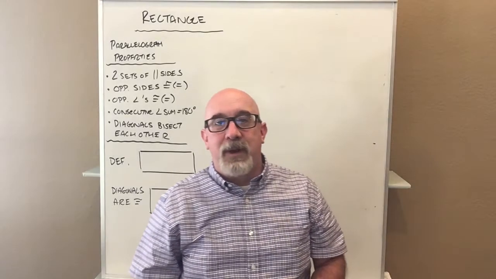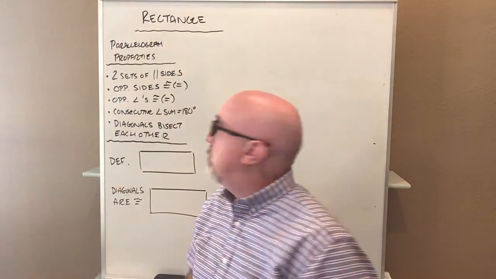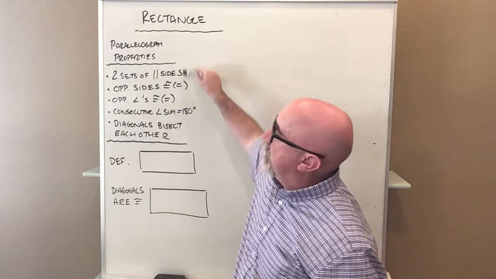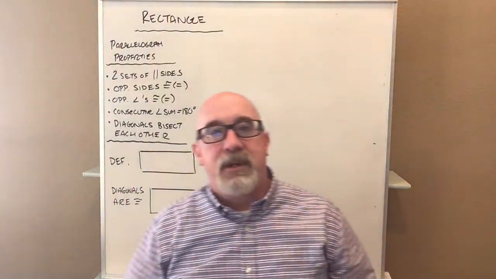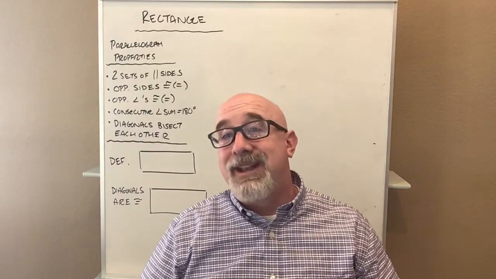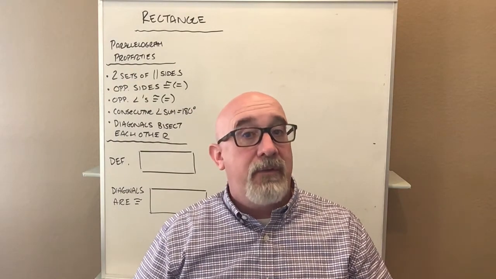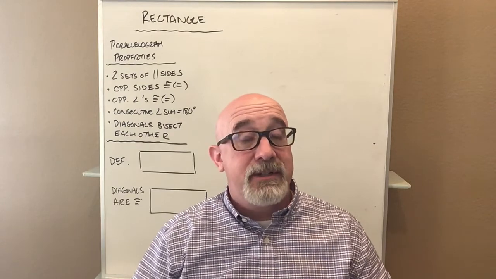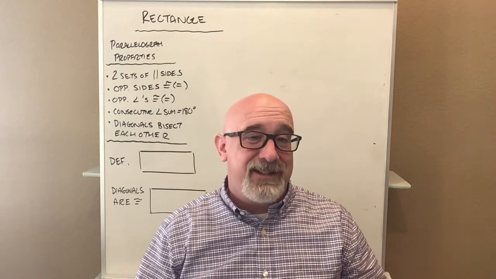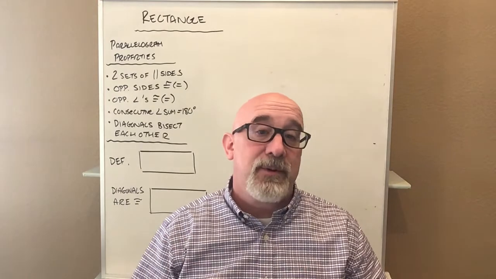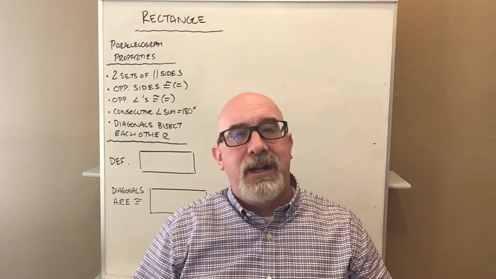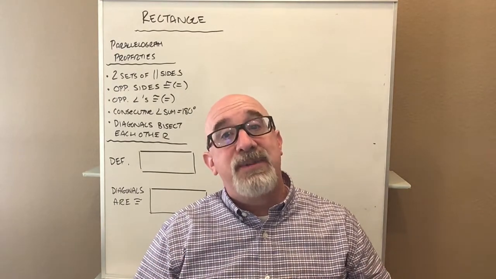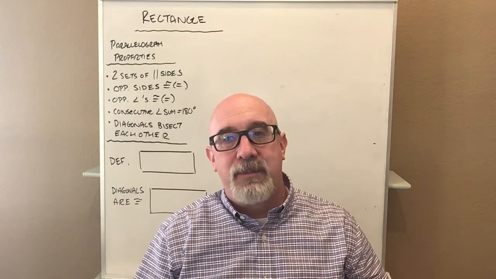Right, let's take a look at the rectangle. You'll notice I've done something here. I've listed the parallelogram properties because a rectangle is a type of parallelogram. If you think about a parallelogram's definition, it has two sets of opposite sides that are parallel. That happens with a rectangle. So a rectangle is a smaller subset of all parallelograms.